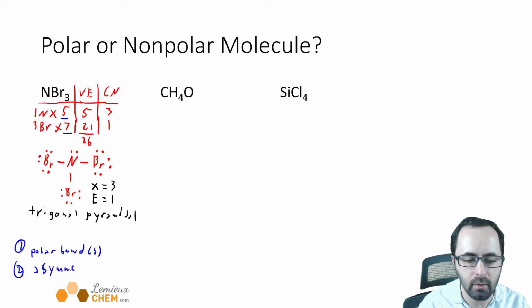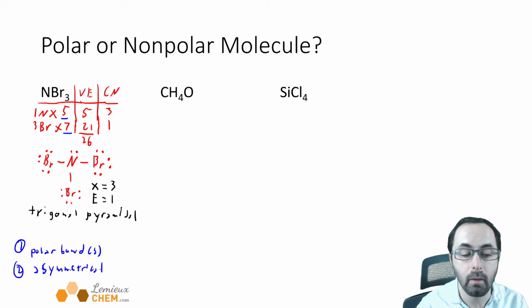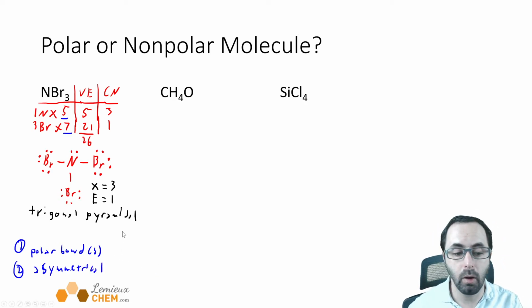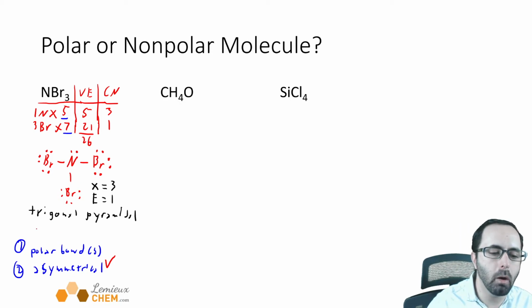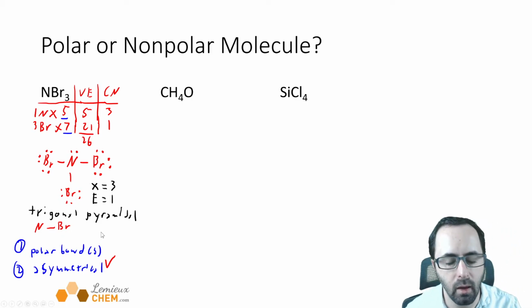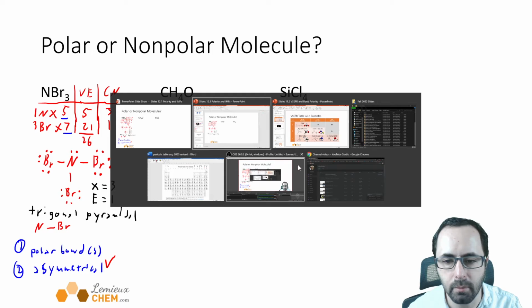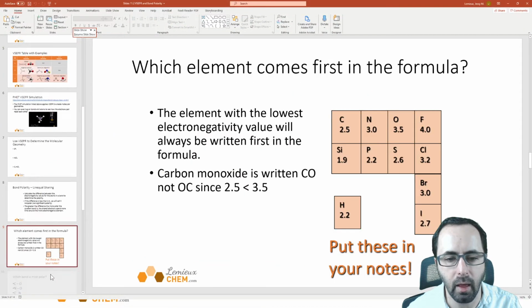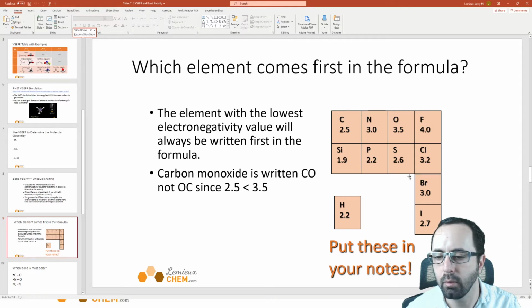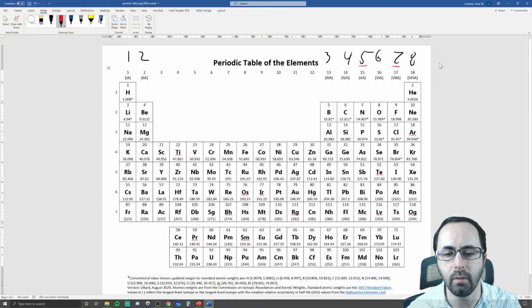Because it's a trigonal pyramidal shape, this is an asymmetrical shape, and so we've got that second condition down. Now we just have to decide, do we have at least one polar bond? Our bonds here are nitrogen to bromine bonds, so we'll have to look up the electronegativity values. For nitrogen it's 3.0, and for bromine, it's also 3.0. They have the same electronegativity.